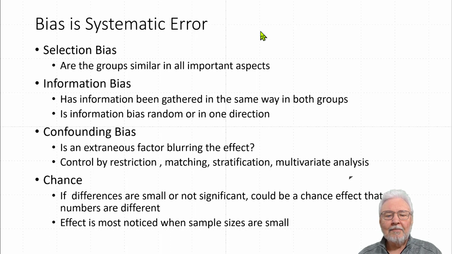Information bias is one where you ask whether the information has been gathered in the same way in both groups. Surveys are common in this. You give a survey and then you go back and see some people have glaucoma, other people don't have glaucoma, and you ask them to recall various things. When did you start taking drops and other things like that.